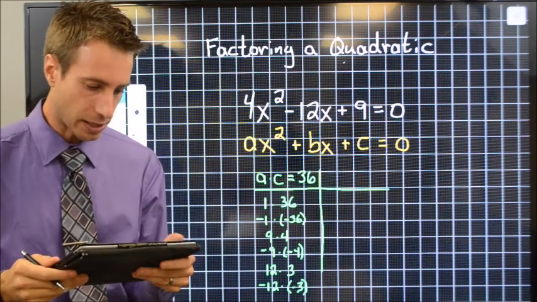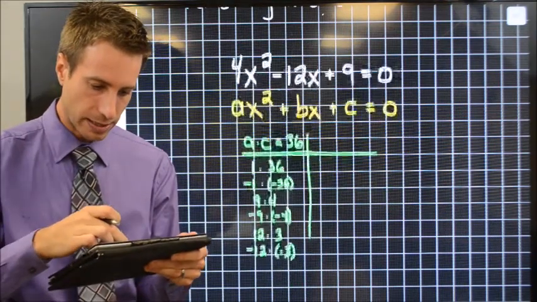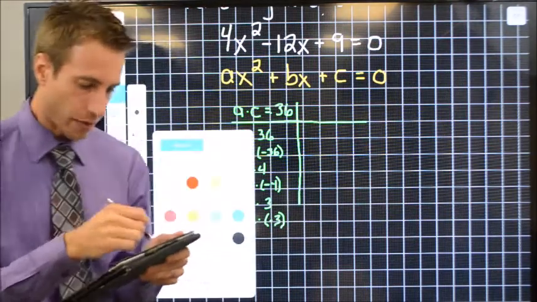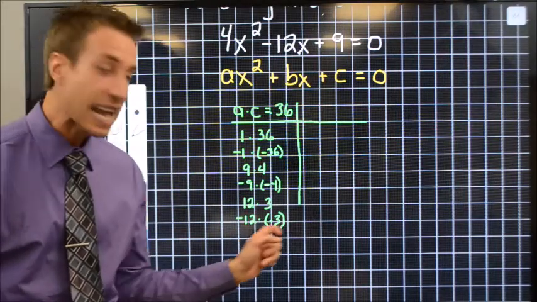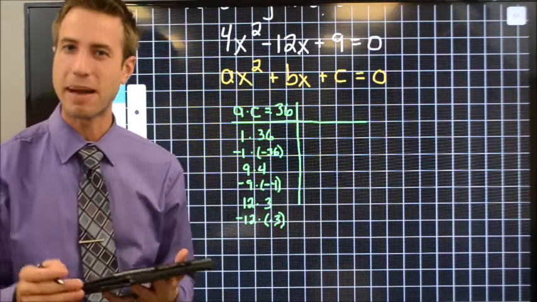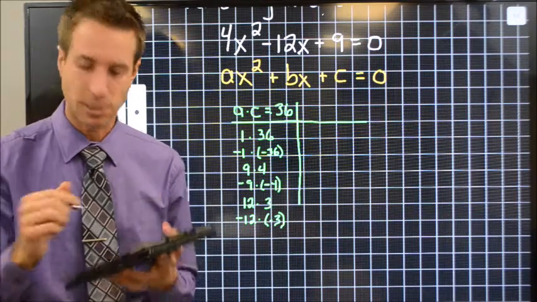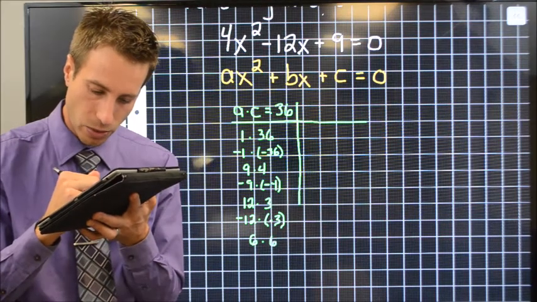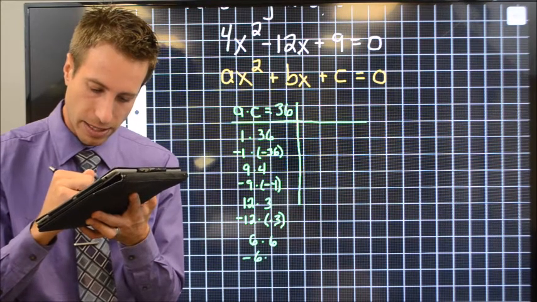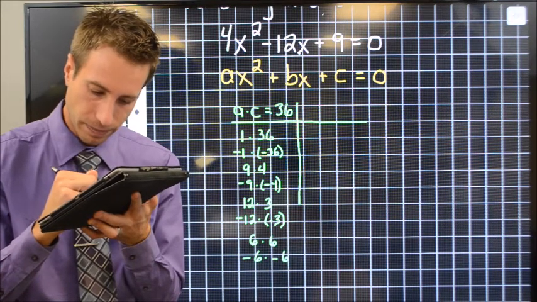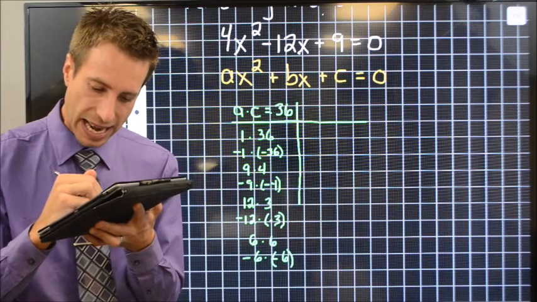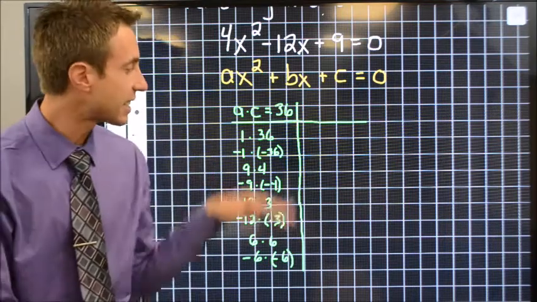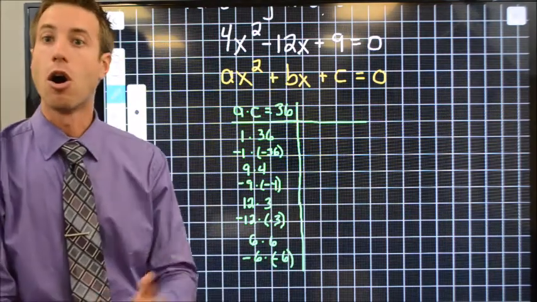We've got a lot of options here. Let me slide this up a little bit so we can see my table, because I've got a couple more to go. So I've got my 12 and my 3, and my negative 12 and my negative 3. I think this will be my last one. I'm pretty sure this is the last possibility for factors. I could do 6 times 6, or a negative 6 times a negative 6. The reason I like this table method better than the other ones is that it allows me to list out all of my options.